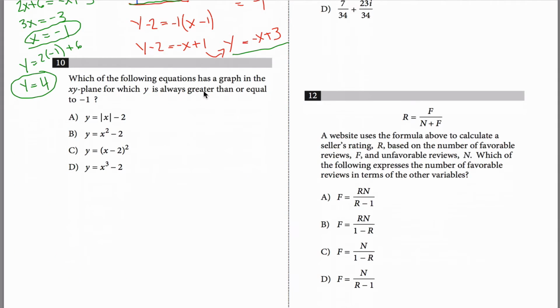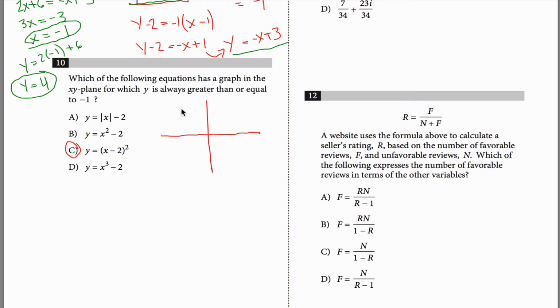Which of the following equations has a graph in the xy plane in which y is always greater than or equal to -1? Okay, if you know what these graphs look like, this problem is really easy. It turns out that C is the answer. However, that's dependent on you knowing what these graphs look like. Really what's going on is, this is a function transformation problem, or at least one way you can do this is as a function transformation problem.